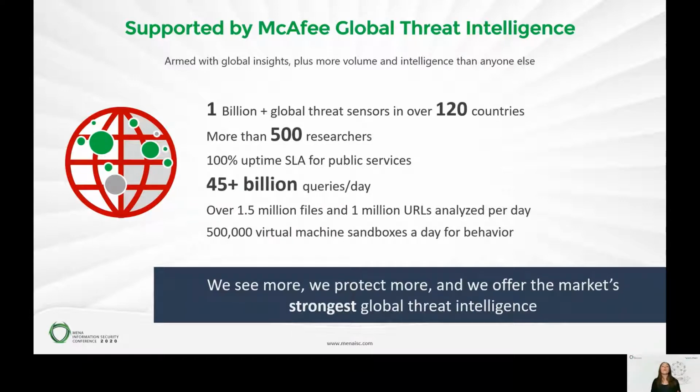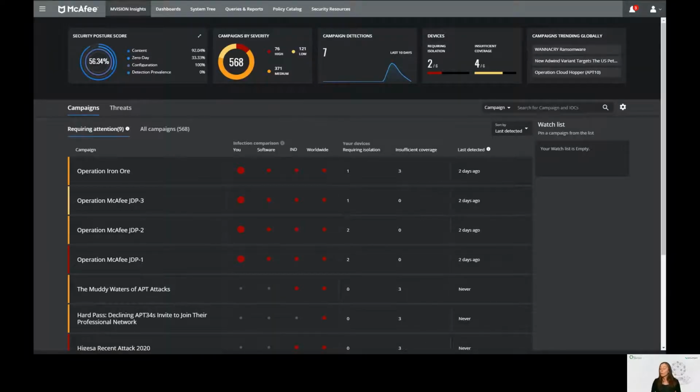At McAfee, we help that intelligent endpoint solution become proactive with a huge network of global threat intelligence and telemetry. With sensors all over the world, we're able to leverage this information to see more, protect more, and offer the strongest threat intelligence included. So let's take a look at how an intelligent and proactive security solution fueled by threat intelligence can help an organization proactively predict, detect, and respond to an attack.